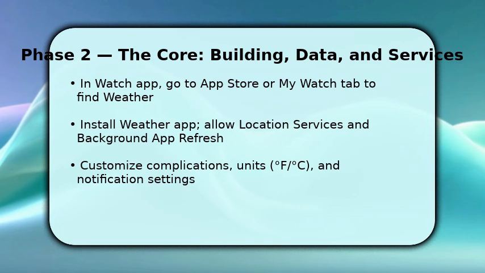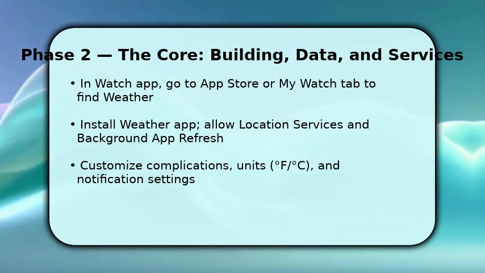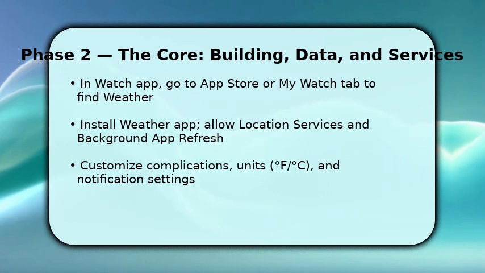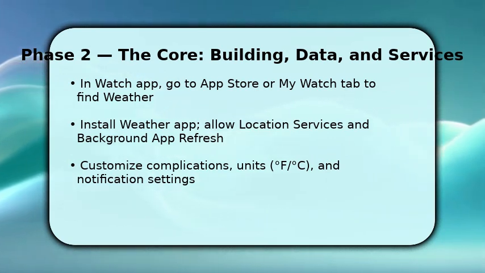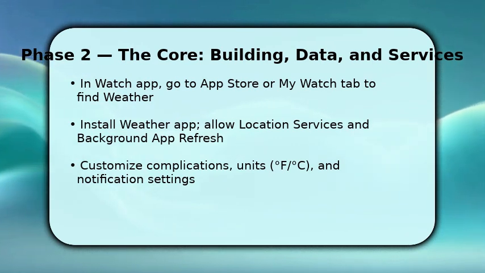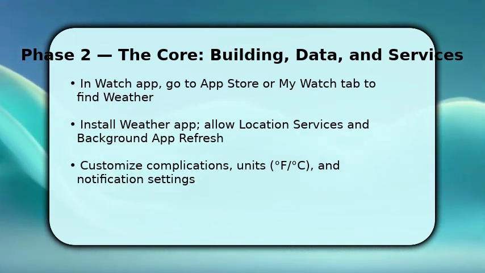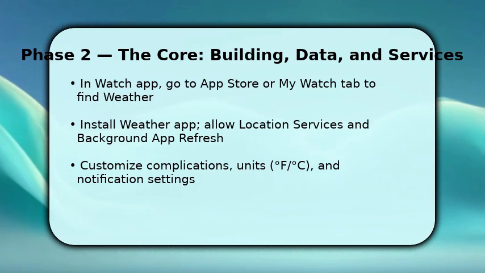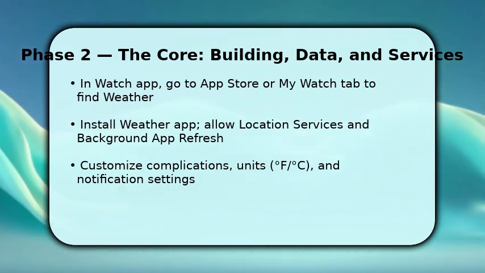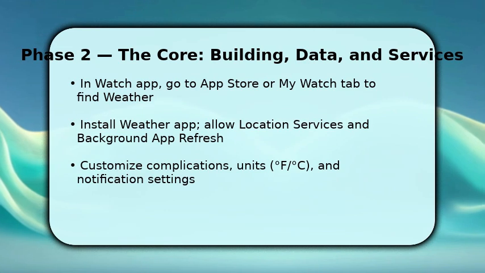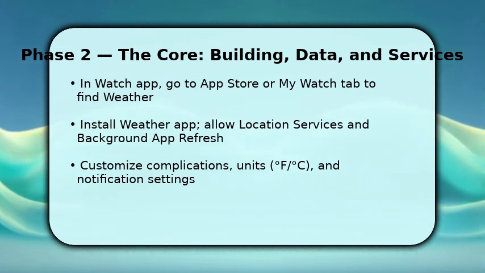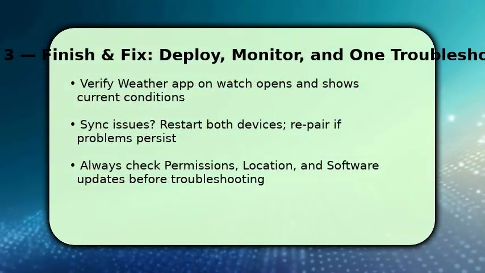Once installed, make sure Location Services is set to while using or always on the iPhone, and enable background app refresh so forecasts update. Then customize units, complications, and notification preferences. This step ensures the data appears where you want it on watch faces and that alerts arrive promptly. You're configuring both access, and you'll finish by opening the weather app on the watch, confirming current conditions and complications display correctly.